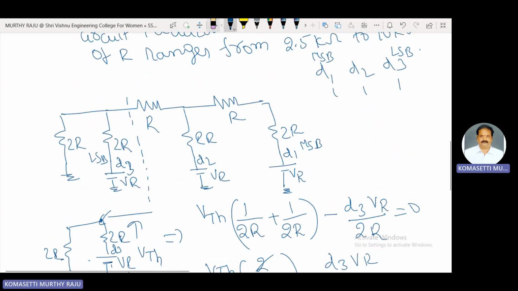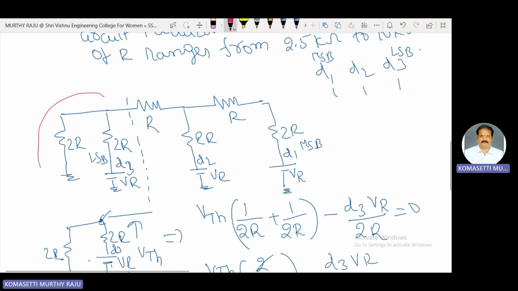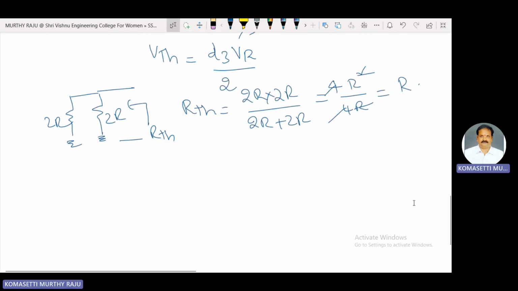Therefore, the entire portion of the network is simplified as a voltage source in series with the resistance. That is VTH. VTH representation is like that: VTH in series with some resistance R.